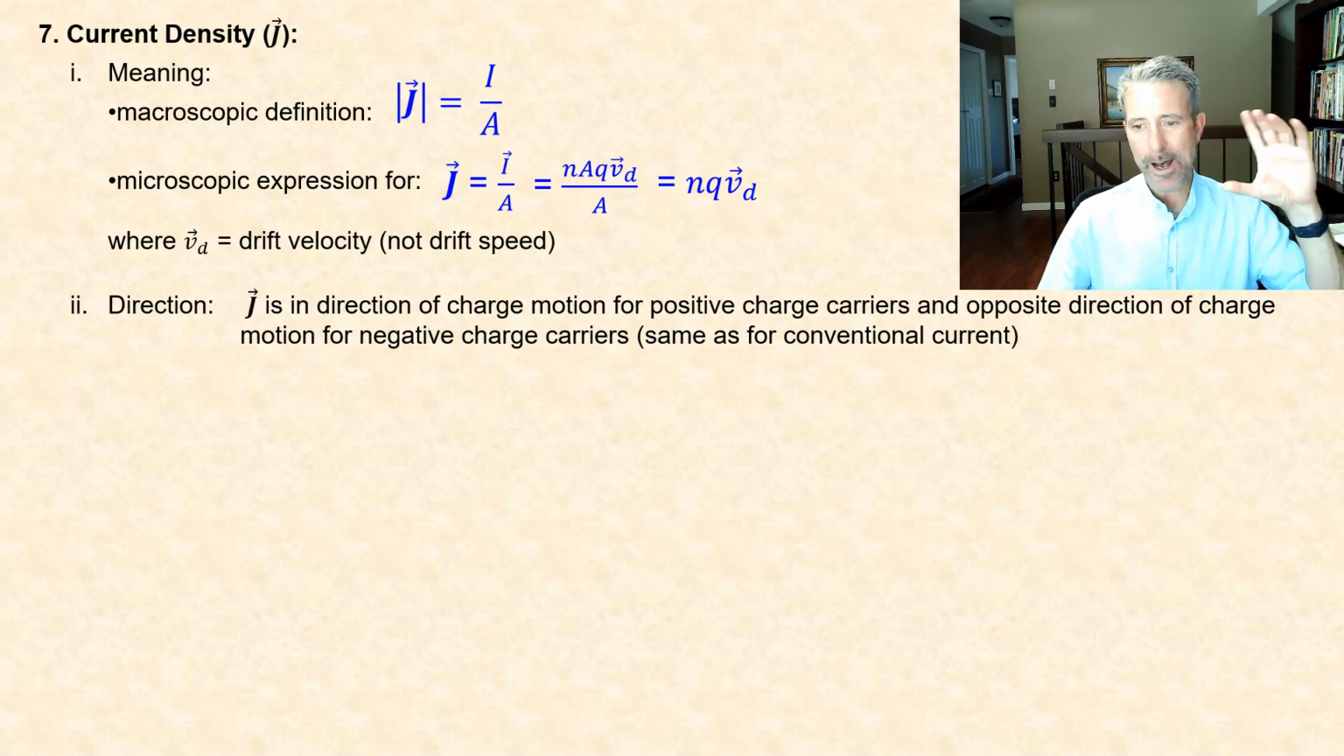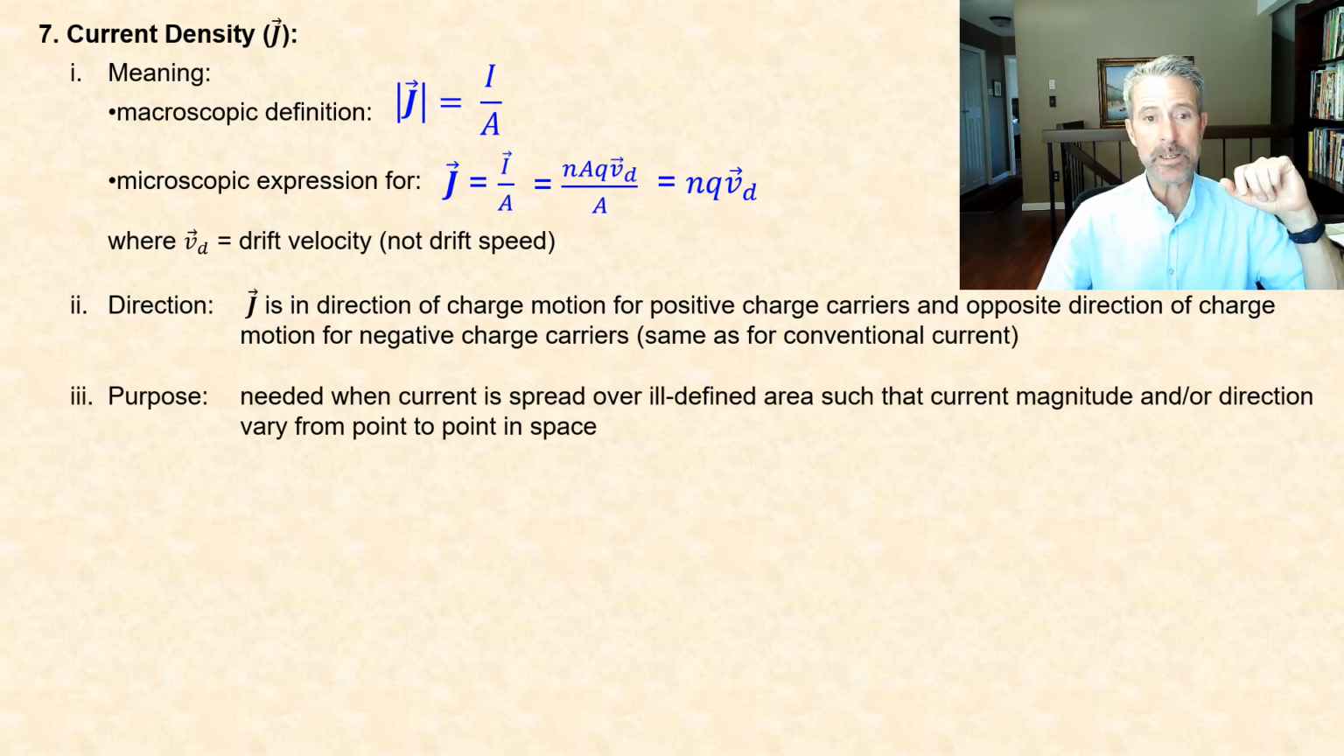So current density, by convention, follows the same convention we use to describe conventional current. We're looking at the direction that positive charge carriers move in a medium. So just to quickly review, when do we use this concept of current density? We need it when the current is spread over an ill-defined area such that the magnitude of the current and/or the direction of the current will vary from one point in space to another.